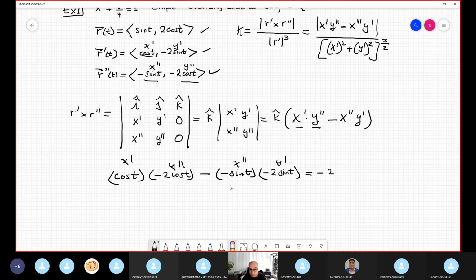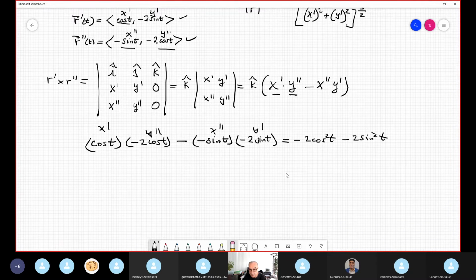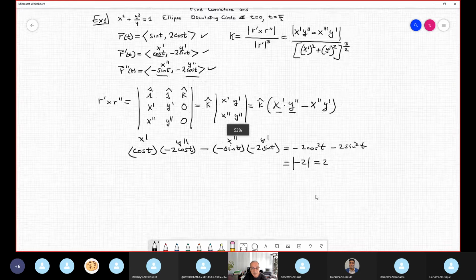Minus 2 cosine square t, and this is negative 2 sine square t. Okay. And you factor out the minus 2 outside. We have cosine square t plus sine square t is 1, no? However, if you find the absolute value of this, the answer is 2. So the top part of the formula is 2. Wow. I don't find this in my paper.